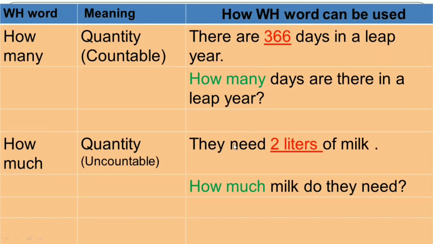And the question mark. They need 2 liters of milk. The underlined word, 2 liters, indicates an uncountable quantity, so you have to write how much milk. Then there is no auxiliary verb right here, so take do, as it is the present form of the verb. Right here do, then the subject of the sentence, they, then the main verb of the sentence, then the question mark. How much milk do they need?